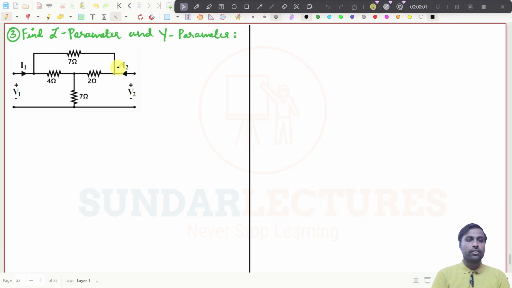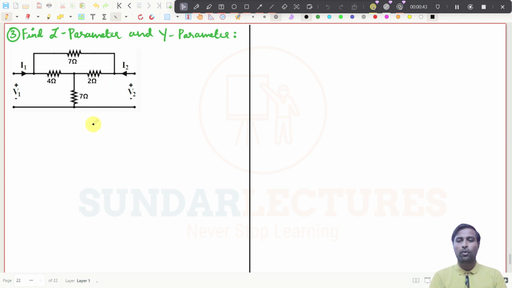And this is the third problem, and we need to find both the Z parameters and Y parameters. See, if a circuit is like this, then it is very tough to go. This is loop 1, loop 2, loop 3. There are so many things we need to consider, and the current flowing through this branch is very tough to find, right? So for this, you just convert the star. This is a star connection, and if you convert this, you will get a delta connection. And if it is a delta connection, then it will be easy to write the expressions with I1 and I2.